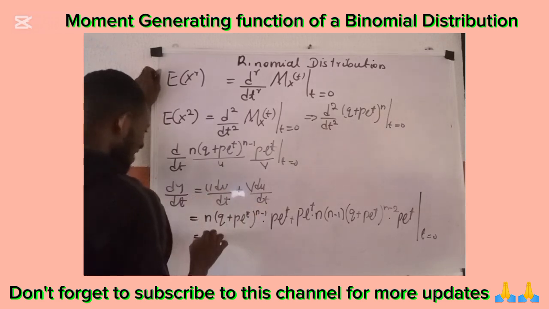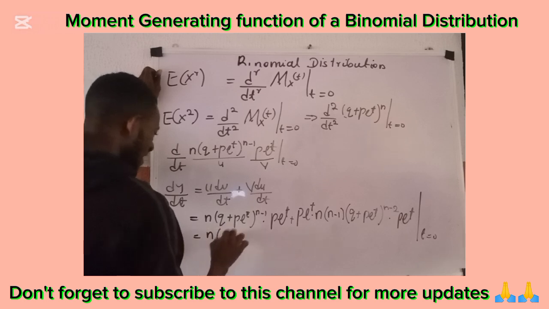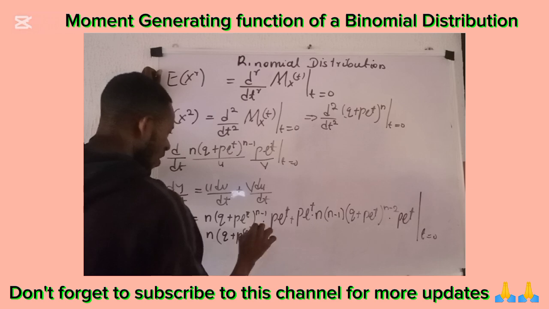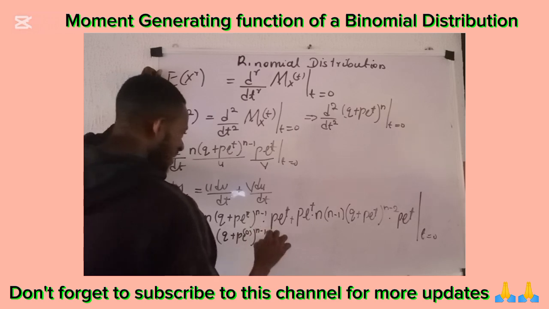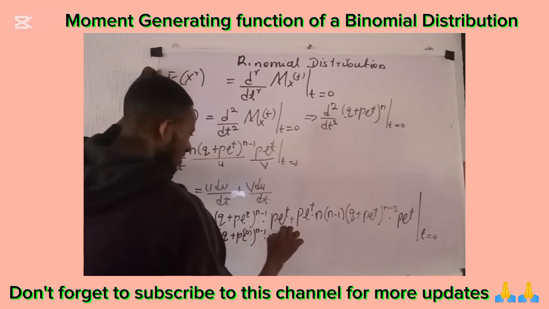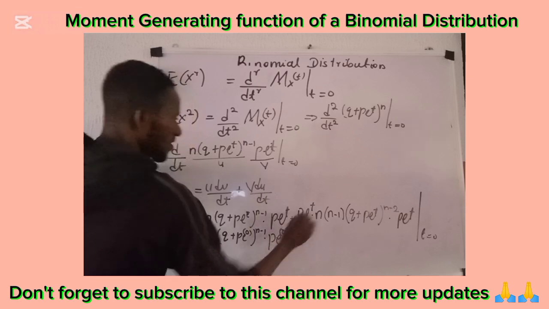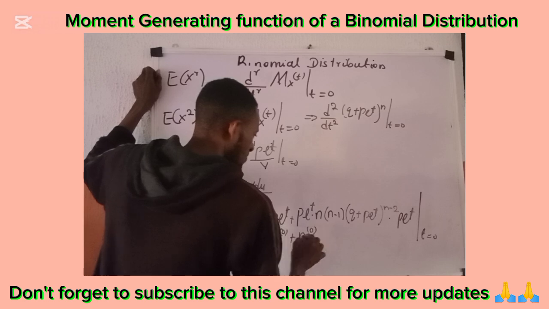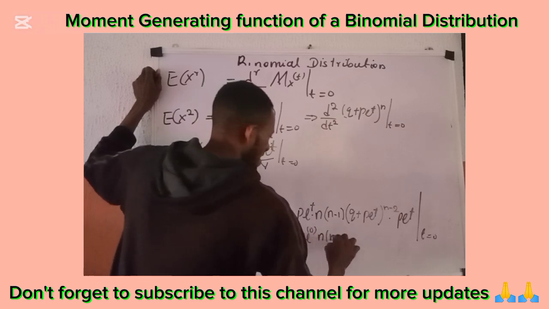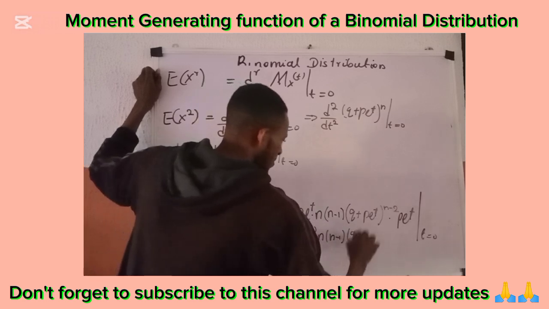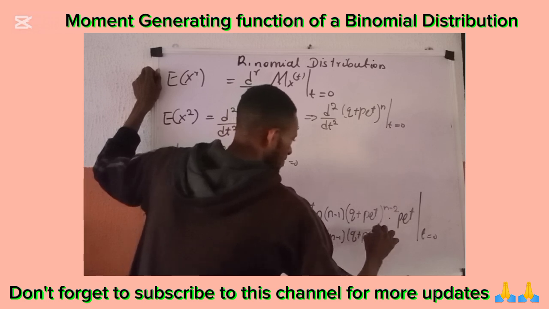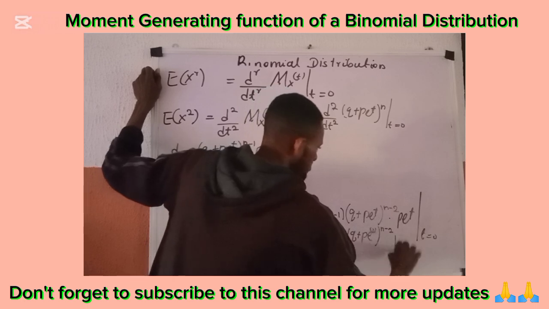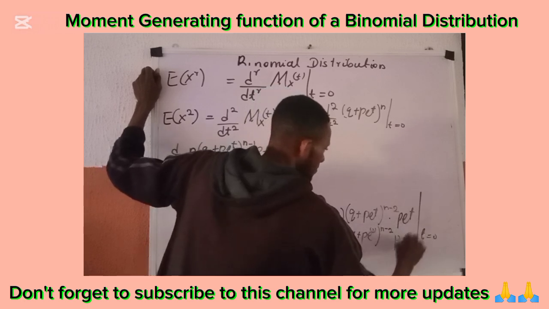Here this equals my n, here is my q plus p of e raised to power 0, then all raised to power n minus 1 multiplied by p of e^0, plus. You come here, this thing becomes p of e^0. Here is my n into n minus 1, here is my q plus p of e^0, close it, of n minus 2 of p of e raised to power 0.